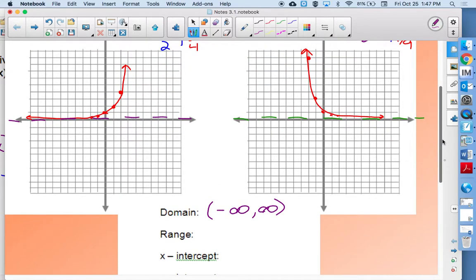Quinn, what would the range be? Looking up and down. So where does it start? Vertically, what value does it start at?